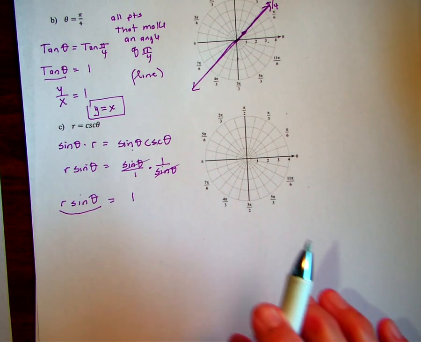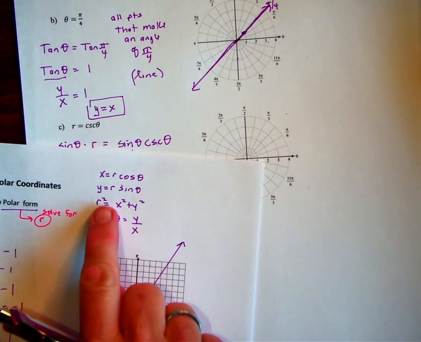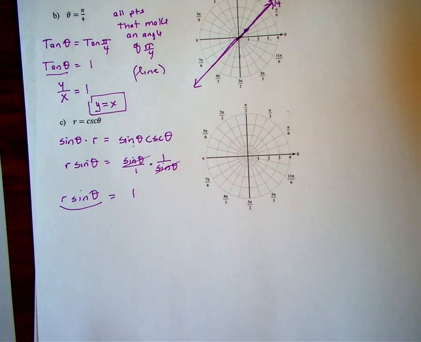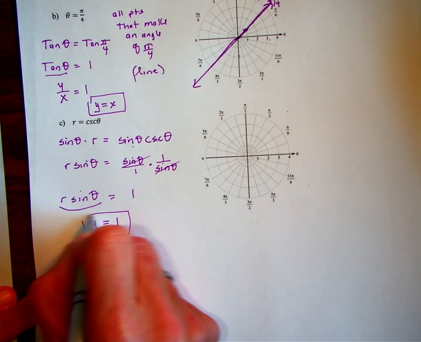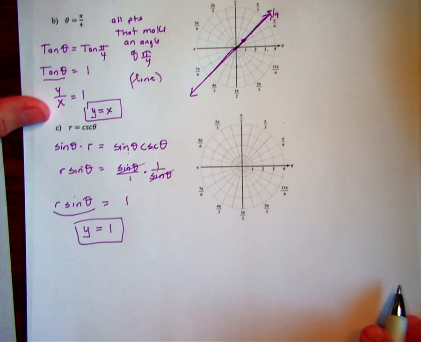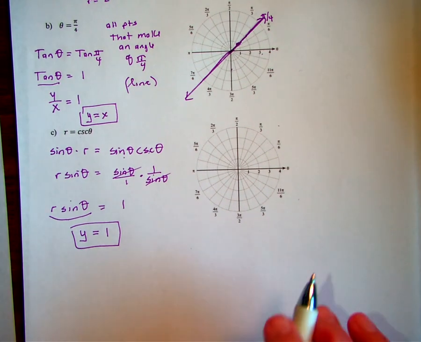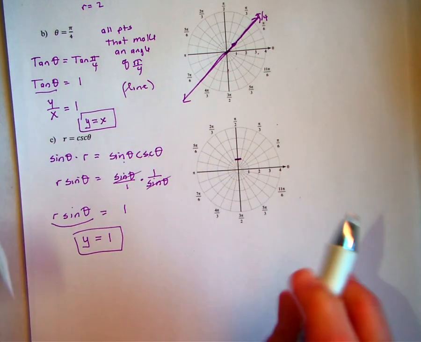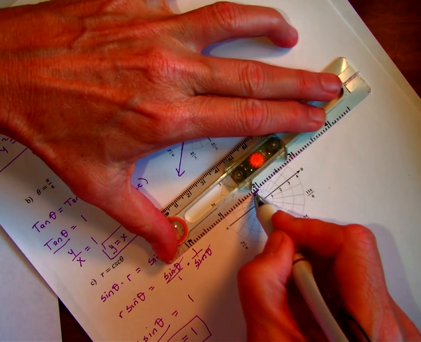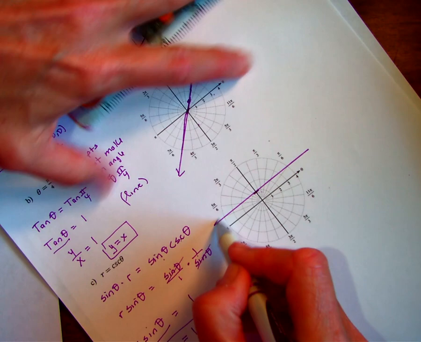And of course, I have the direct conversion that y is r sine theta. y is equal to 1. So what is that? That is a horizontal line right through y is 1. So here's the ring 1. 1 is right there. Horizontal line right through there.